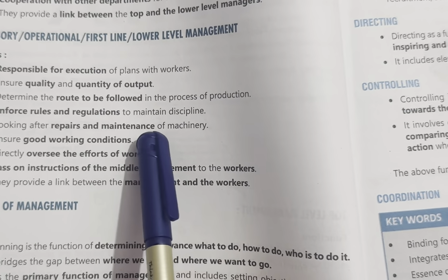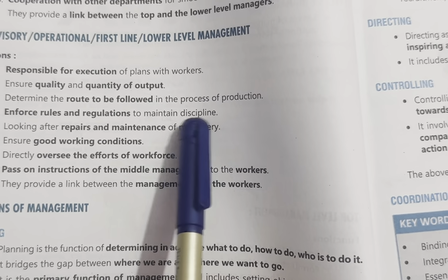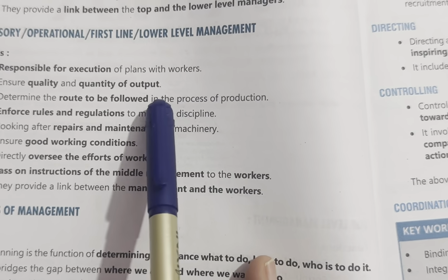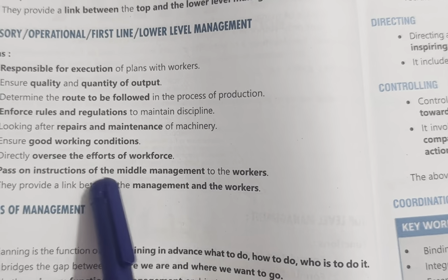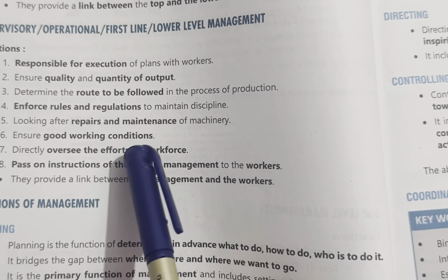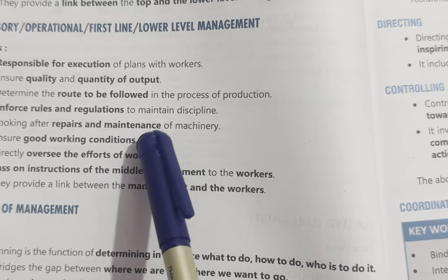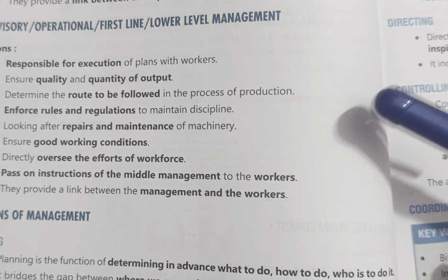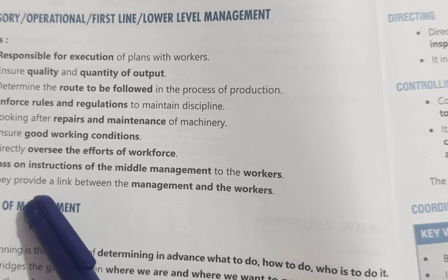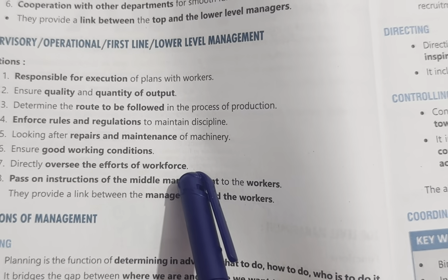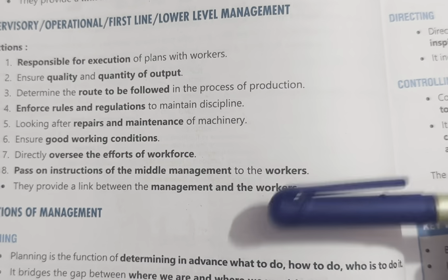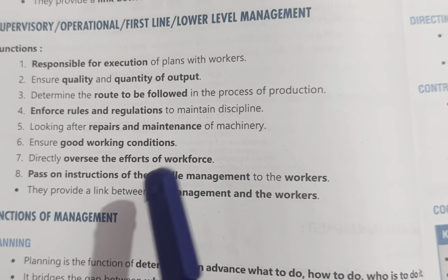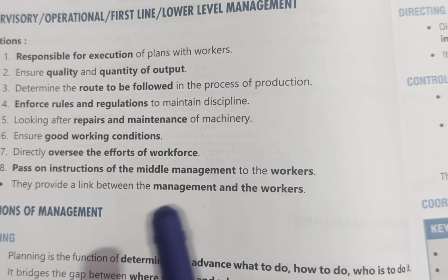Looking after repairs and maintenance of machinery, means if any fixed asset needs to be repaired and maintained, it's the duty of lower level management to look after that. Ensure good working condition, so it's the duty of lower level management to see the working conditions in an organization so that workers can perform the work properly. Directly oversee the efforts of workforce, as below them workers are there, so they can see the efforts of workers too, that how they are performing the task given to them.